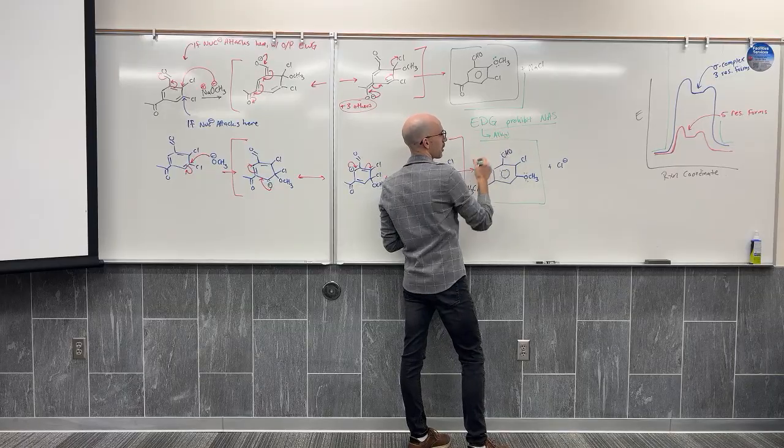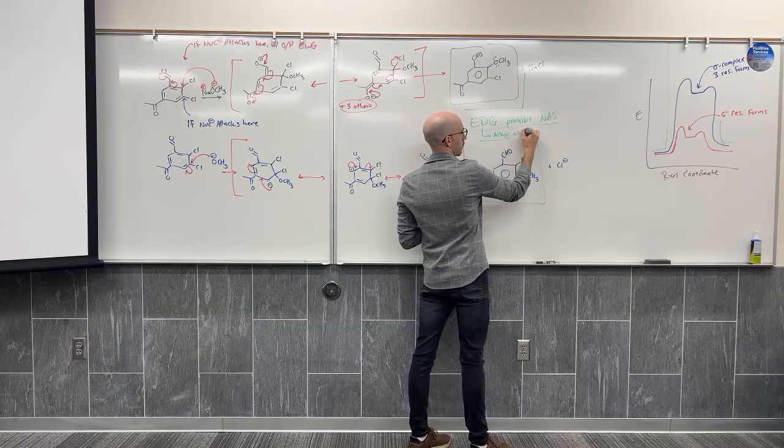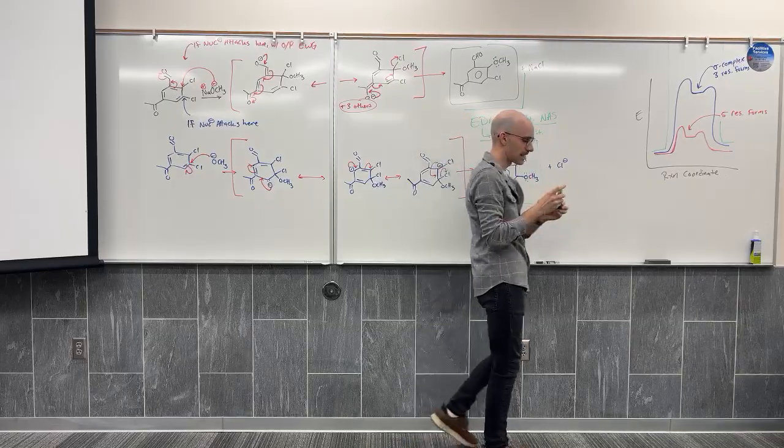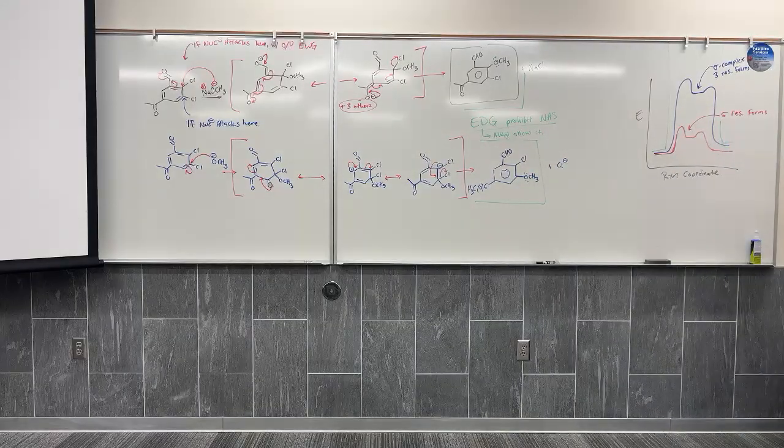Alkyl groups, we're going to talk about this today, are considered electron donating, and they do allow NAS. And that's because they're just not a strong donator. They don't actually have lone pairs. They just have electron density that they can donate to the ring.